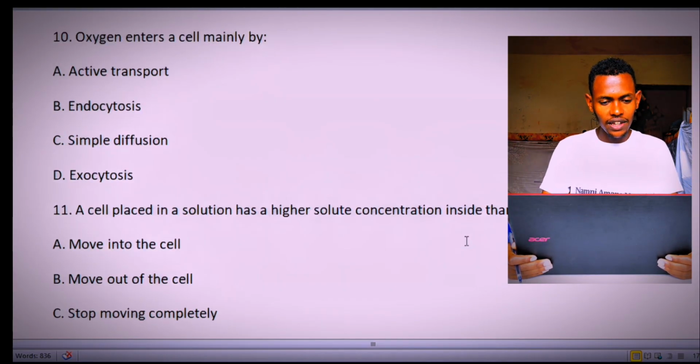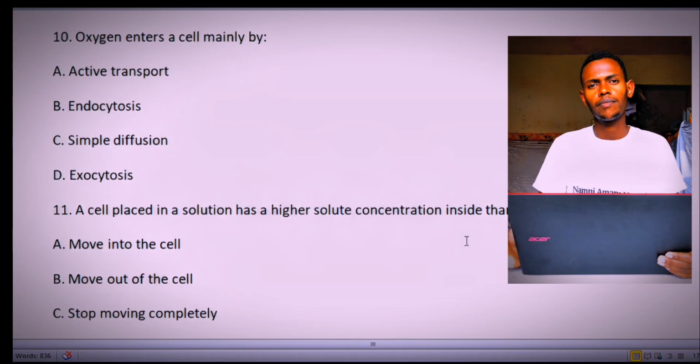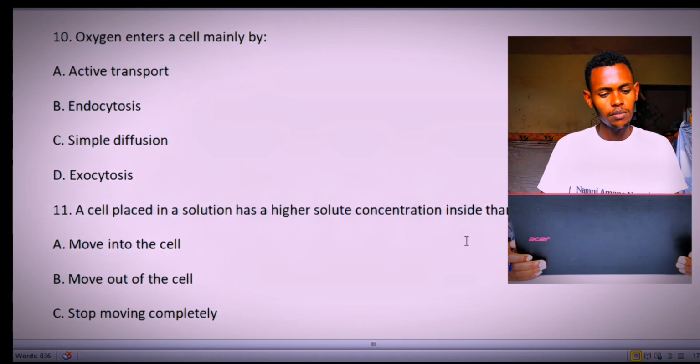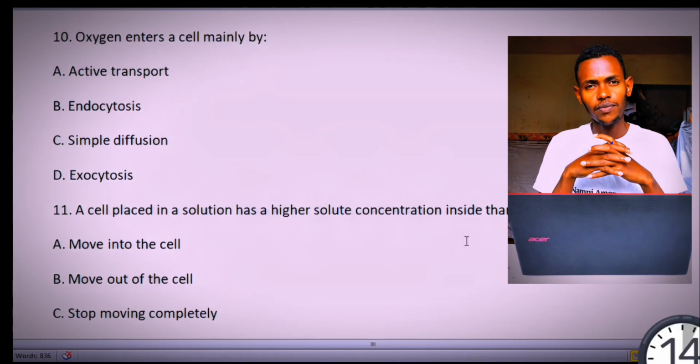Oxygen enters a cell mainly by A. Active transport, B. Endocytosis, C. Simple diffusion, D. Exocytosis. It is your turn.